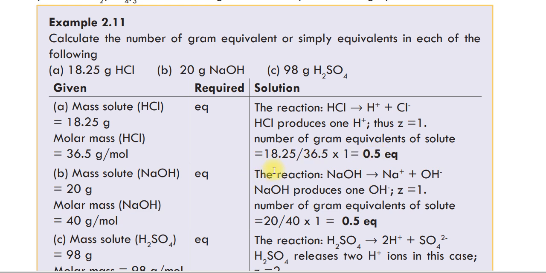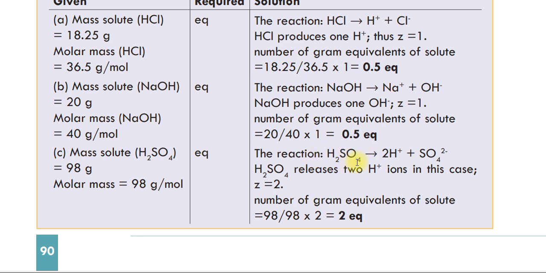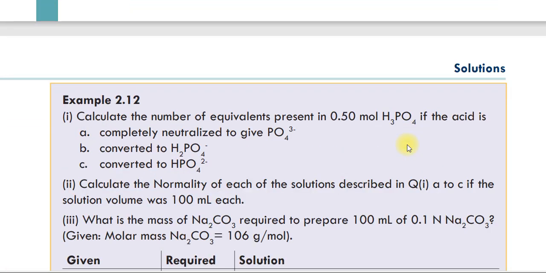Okay, and sodium hydroxide: the reaction is sodium plus and hydroxide minus, so what is z? It is 1, because it releases one hydroxide. Number of gram equivalents of a solute is given mass 20 over molar mass 40 times z, which is 1, so dividing and multiplying gives 0.5 equivalent. Third, the reaction of sulfuric acid is 2 moles of hydrogen ion plus sulfate, so z is 2. Number of gram equivalents of solute is given mass 98 over molar mass 98 times z, 2, which gives 2 equivalents. This is how we can calculate it.